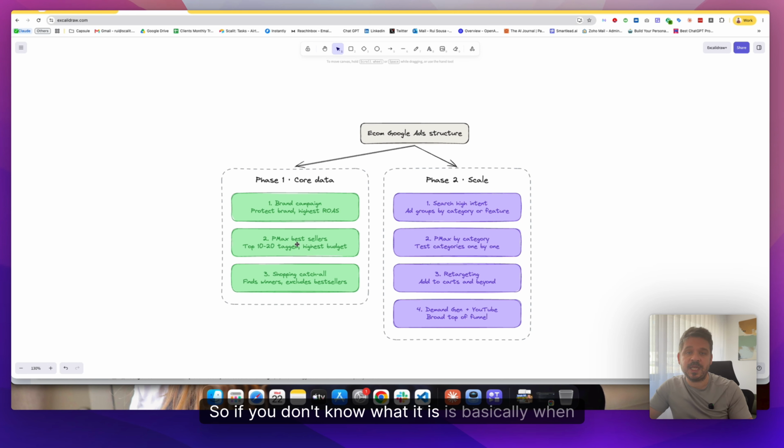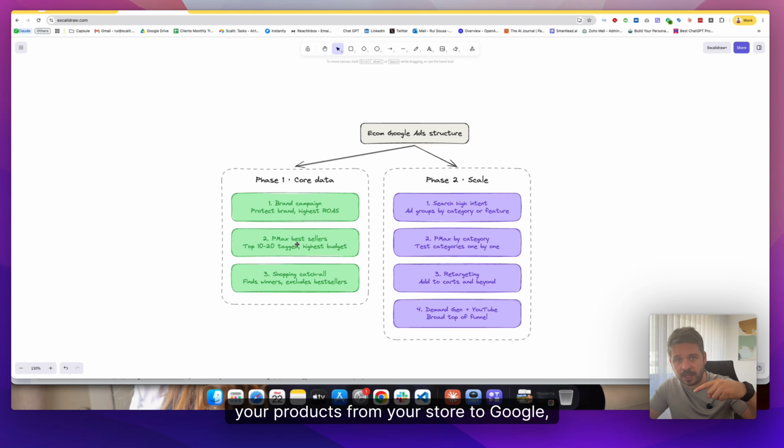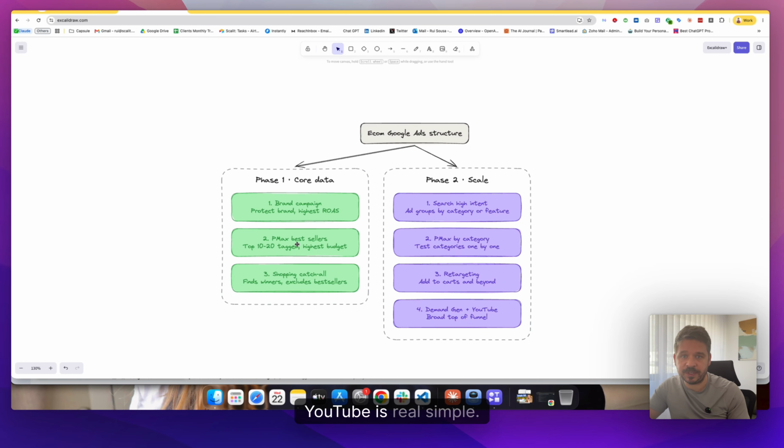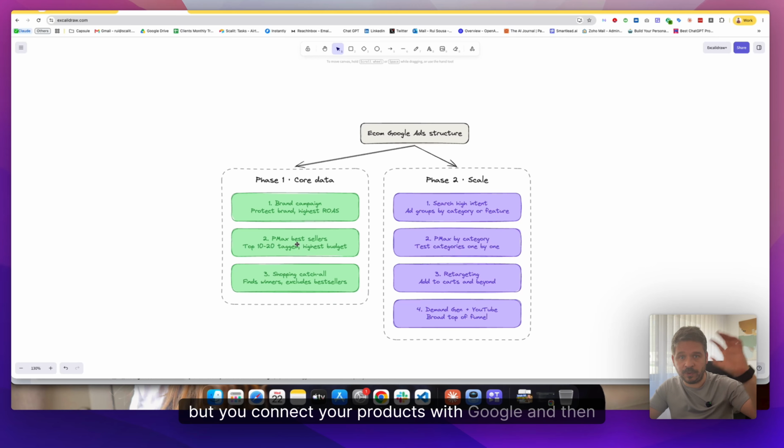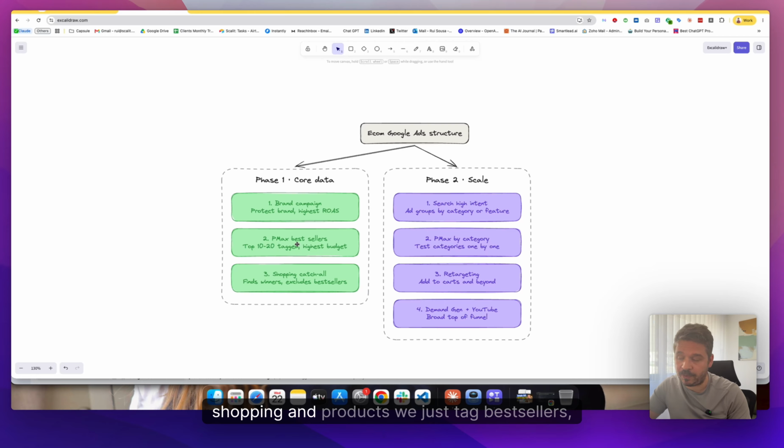So if you don't know what it is, it's basically when you connect your products from your store to Google. If you don't know, just search YouTube. It's real simple. If you have Shopify, it's even easier. But you connect your products with Google. And then what we do on Merchant Center, which is the platform to run and manage the shopping and products, we just tag bestsellers, the ones that actually are your bestsellers.